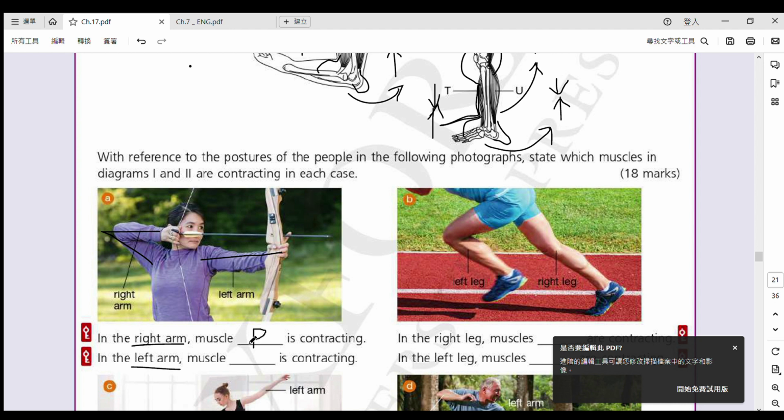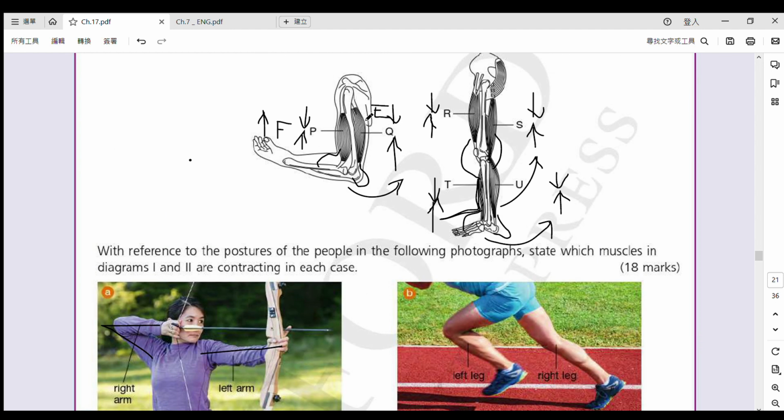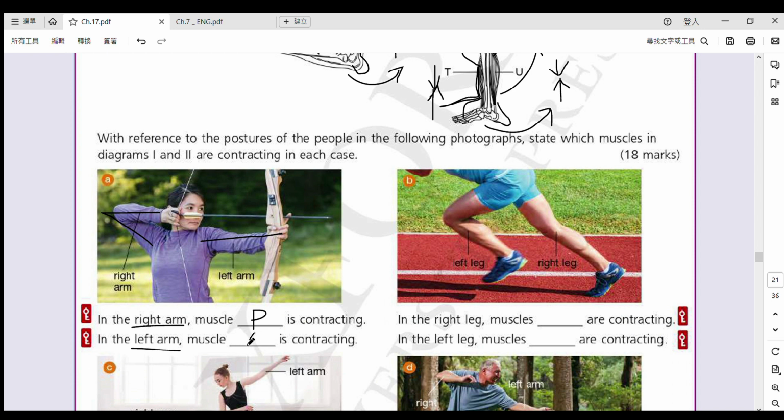好啦， what about the left arm? Left arm, it is straightened. That means 我哋嘅 extensor 係 contracting. So, Q is the extensor. 所以 for left arm, Q is contracting. Okay?